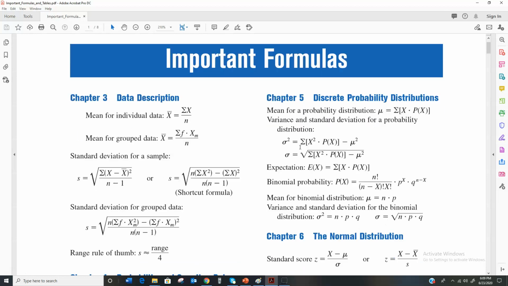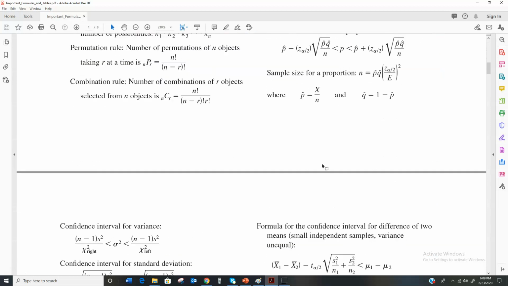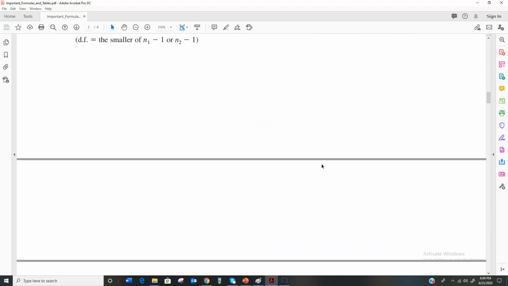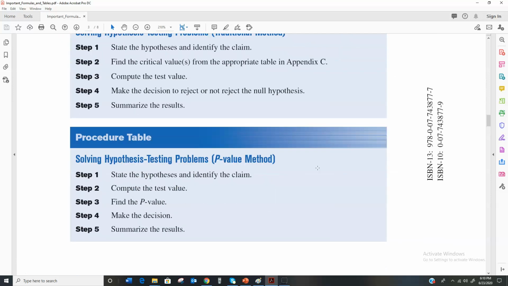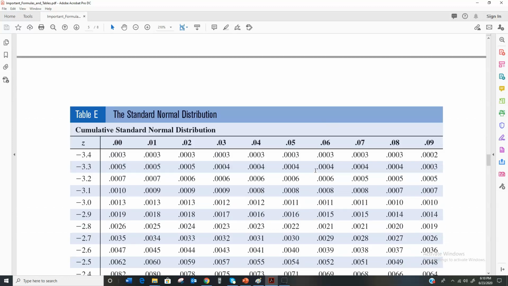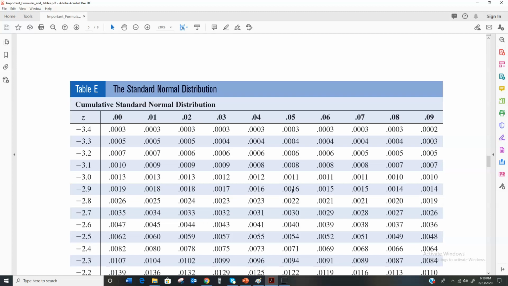So on your important formulas and tables, go past all these formulas, and we're going to go to this chart that is called the standard normal distribution. You'll notice it's got a Z here. Oftentimes we call it the Z chart. In this book, it's table E, but Z chart is a pretty common term for it.